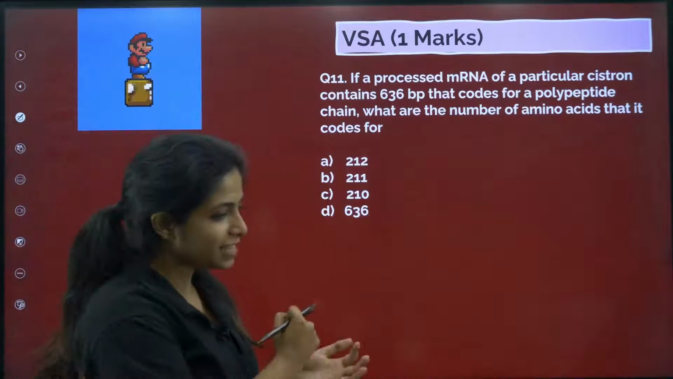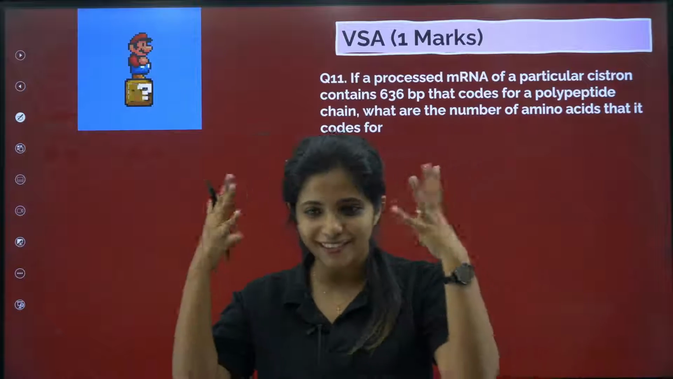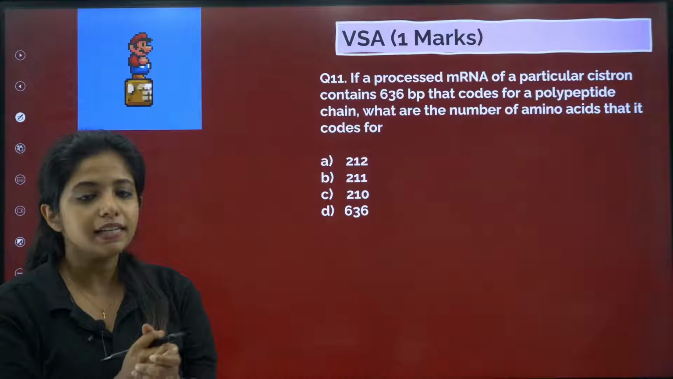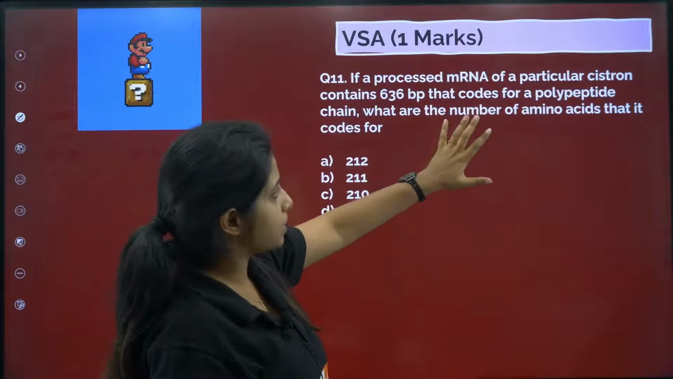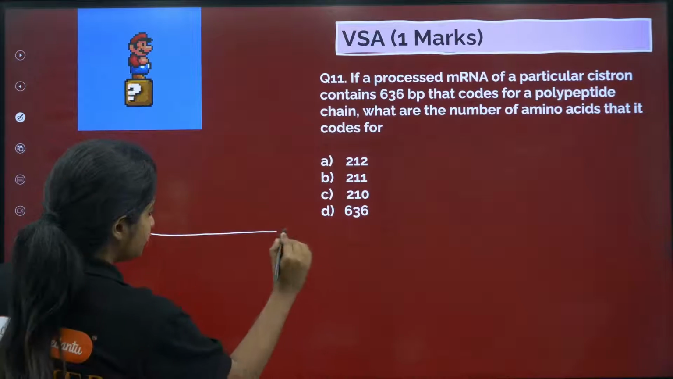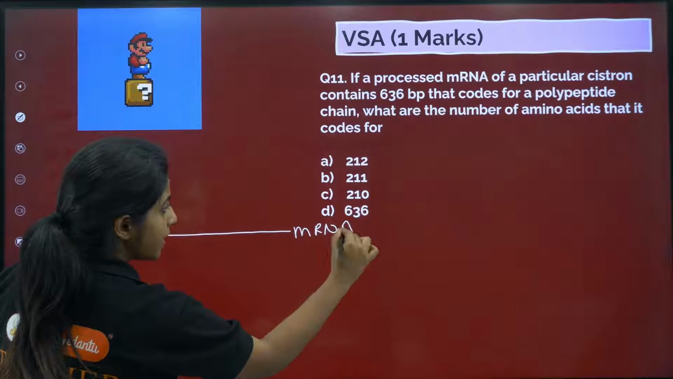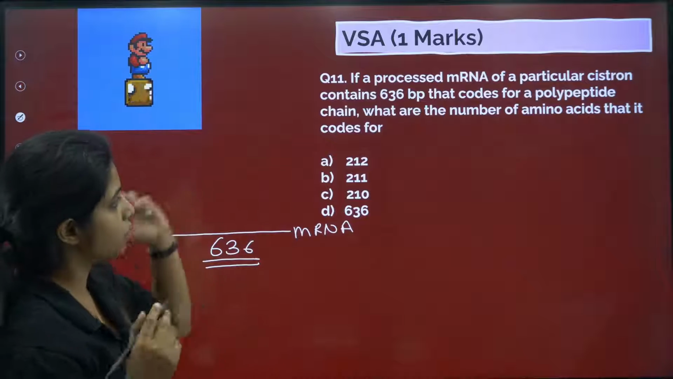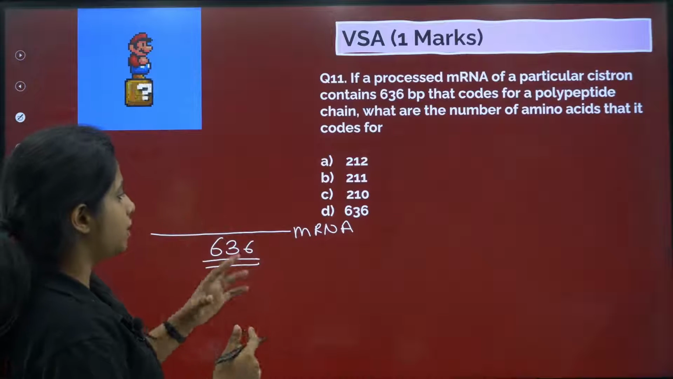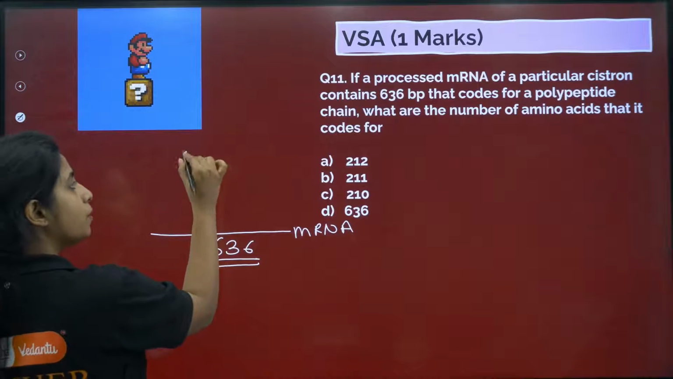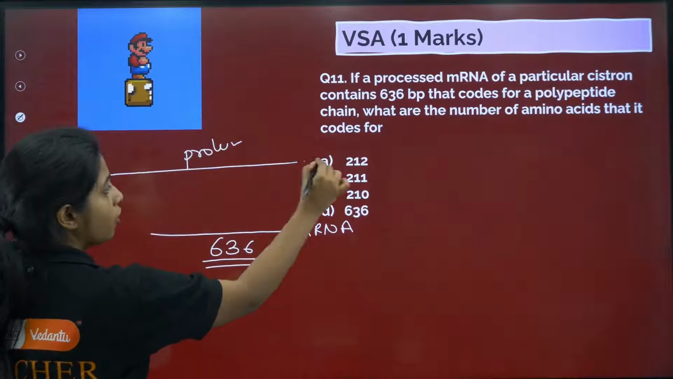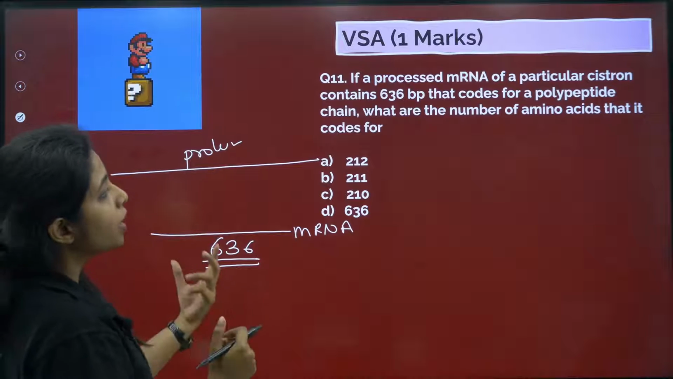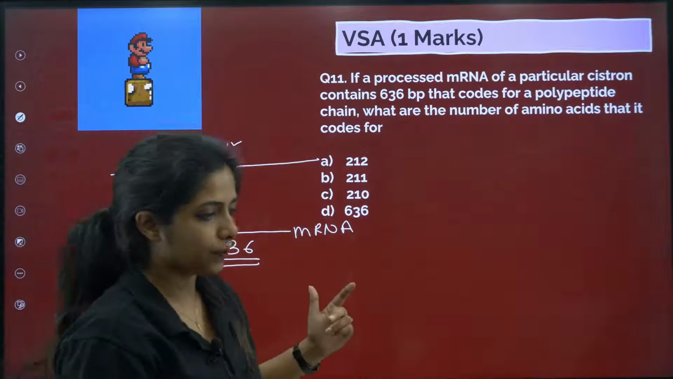Now 11th question, again something where you have to use your brain, lit question. So, if a processed mRNA of a particular cistron contains 636 base pairs, so there is an mRNA and this mRNA consists of 636 base pairs that codes for a polypeptide chain, as in this mRNA is going to make what? Proteins. So, this chain of small amino acids, you call them polypeptides. Now, what is the number of amino acids that it codes for?